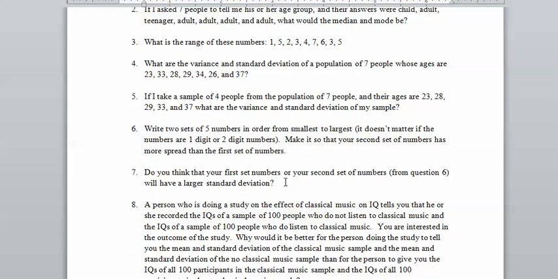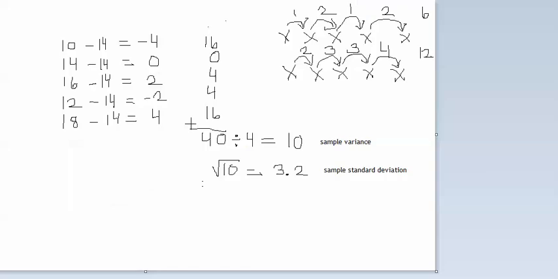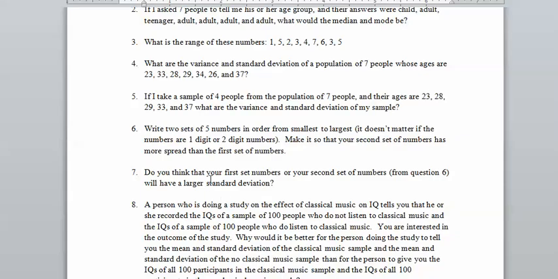For question number 7, you have to find out which of your 2 sets of numbers from question 6 has a higher standard deviation. So you have to look back at the 2 sets of numbers that you wrote out for question 6 and decide which one of them would have the higher standard deviation. And to get the answer to this question, you just have to understand what type of a data set would have a larger standard deviation and what type of a data set would have a smaller standard deviation. So you don't have to do any calculations for this question. This is just a question on understanding the standard deviation.